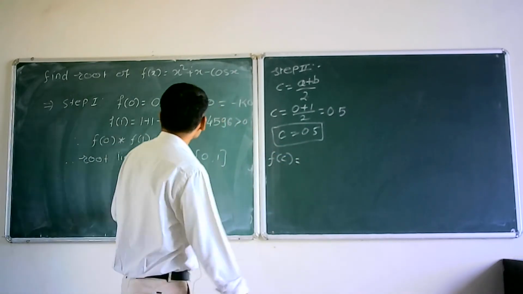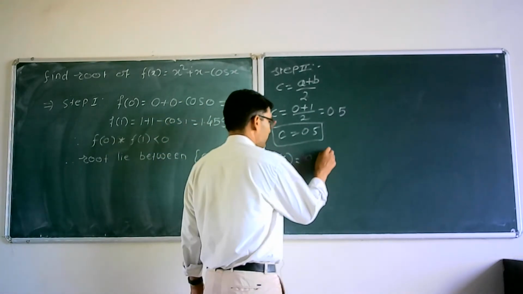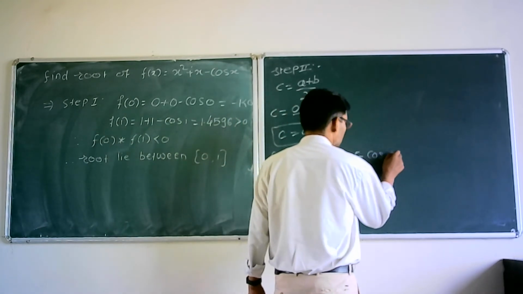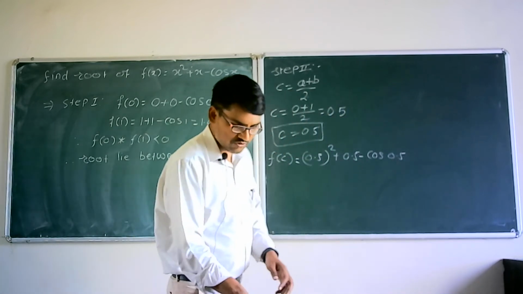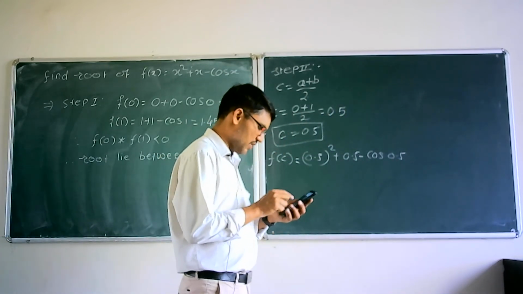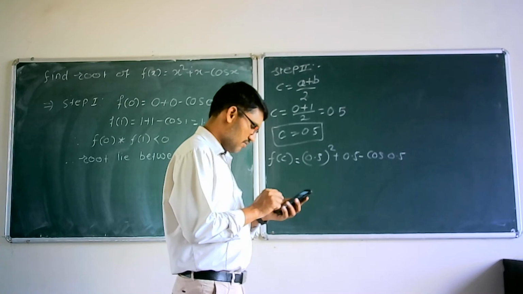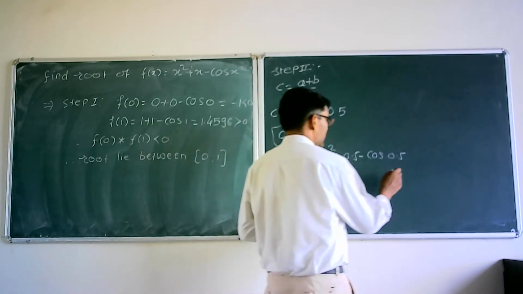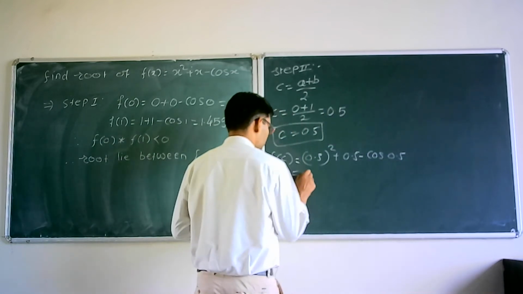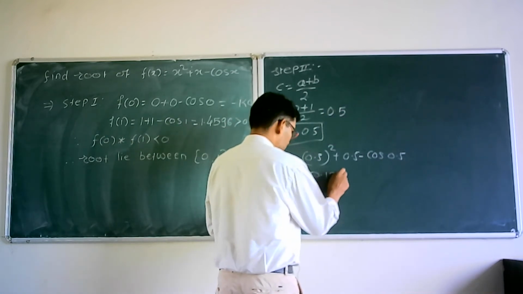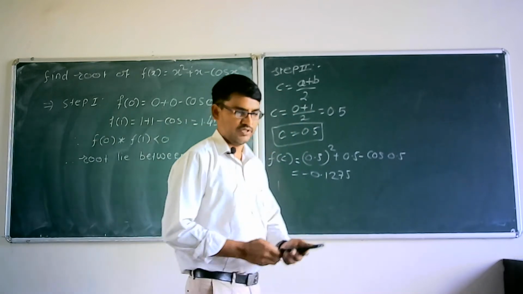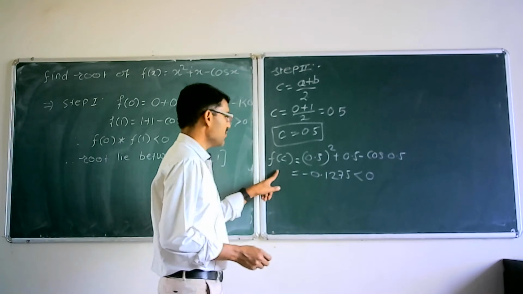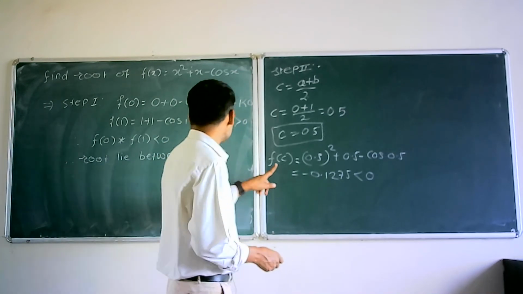For that, find the f of C. So what is f of C? 0.5 bracket square plus 0.5 minus cos 0.5. Using your calculator, 0.5 square plus 0.5 minus cos 0.5, you will get minus 0.1275. So it is not equal to 0. So C is not our root, but it is less than 0.